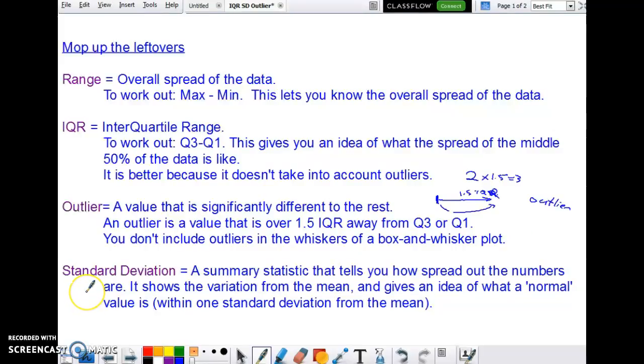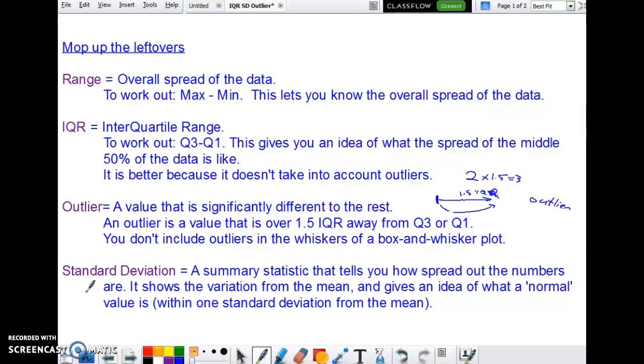And last of all, standard deviation is a summary statistic. Okay, so it's another number that tells us about the data, and it tells us how spread out the numbers are. But it tells it in a different way. It shows the variation from the mean. Okay, and it gives you an idea of what a normal value is. Okay, a normal value is within one standard deviation of the mean.